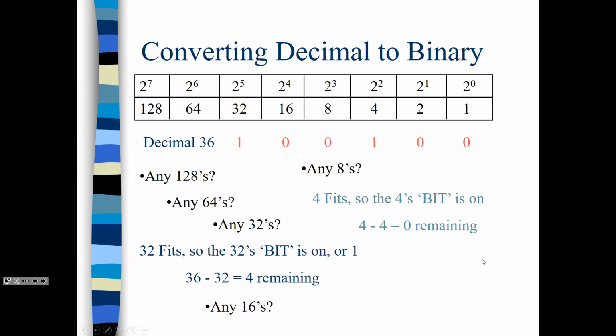Now, one question that I have before I turn this off. What is the biggest decimal number that I could have with these 8 bits? If I had 11111111 all the way across, what would that be? 255. So what if I needed to store a number that was bigger than that? I'd have to have more bits.